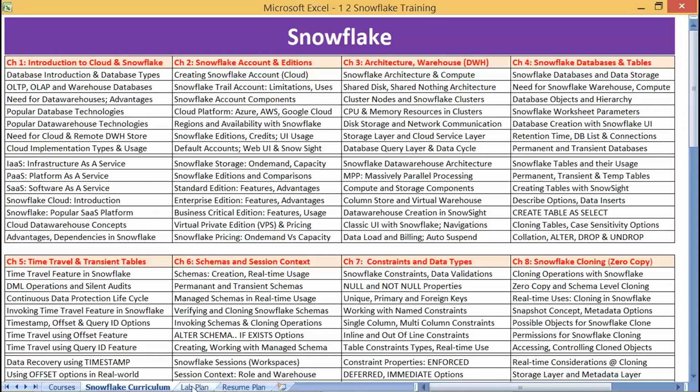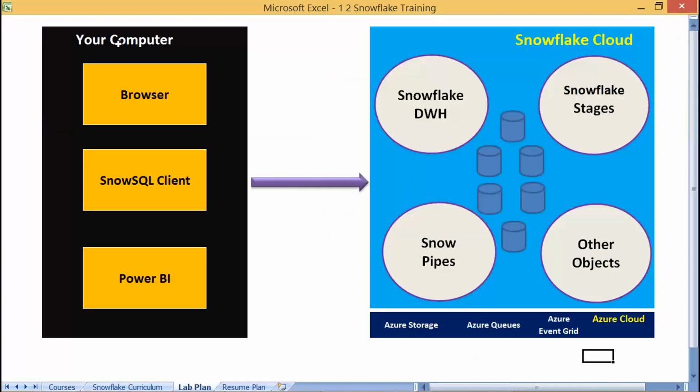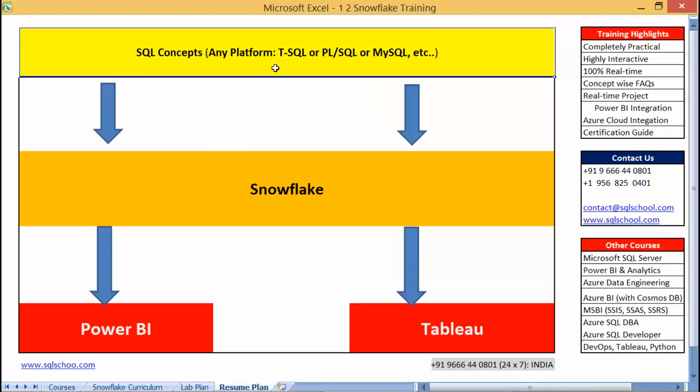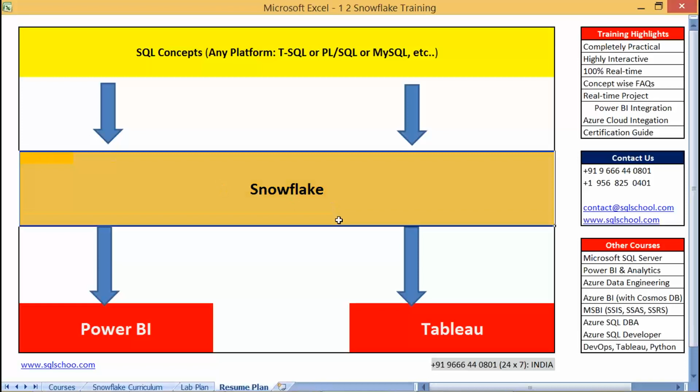The sessions would be completely real-life, and you need to have a computer. Any OS is okay, and we need it mainly for configuring the browser, client, and the optional recommended Power BI big data analytics technology. We work with Snowflake Cloud, which in a few aspects internally requires Azure Cloud. We'll be understanding them. So the prerequisite is SQL concepts, any one SQL technology is okay. From there we are going with Snowflake. This is our actual course.